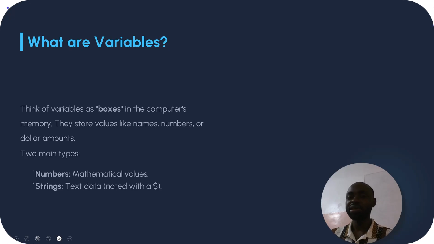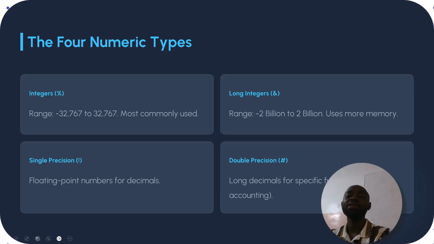In QBasic, we are looking at numbers and strings. In the case of strings, we use a symbol, the $ sign, to represent strings. The numbers are different. For the strings, we normally have these symbols. So there are 4 types of numeric data types. For the numbers, we have 4 types.